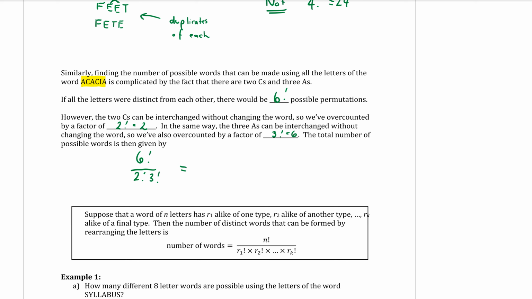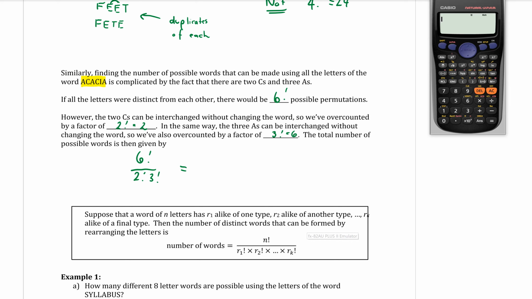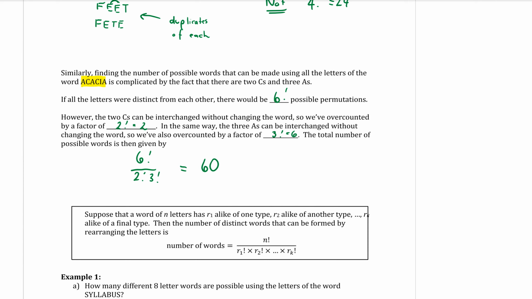Now, when you type that in, even though I have written the 2 factorial and the 3 factorial next to each other, your calculator, I believe, will need a times in between there. Okay, otherwise it won't know what to do. So type that one in. 6 factorial over 2 factorial times 3 factorial equals. Did anyone try it without the times? And then you get syntax error. Yeah. So without the times, it will give you a syntax error, so you need to put a times in there. Yeah. So there is 60 ways to arrange the letters of the word acacia.